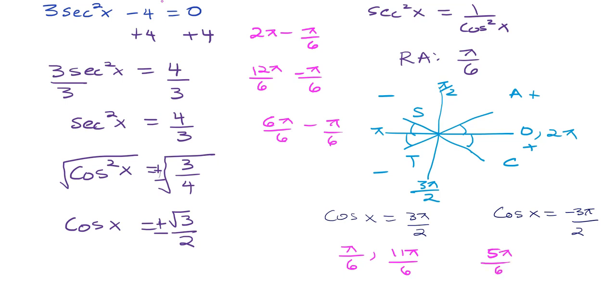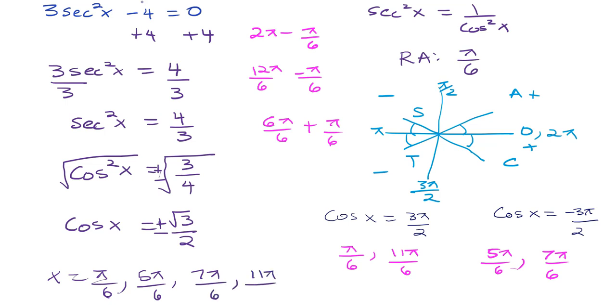And then we also have plus, because we're going to the third quadrant. Okay, so it's going to be 6 pi over 6 plus pi over 6, so that is 7 pi over 6. So now what are the values of x? x is going to be pi over 6, 5 pi over 6, 7 pi over 6, and then we have 11 pi over 6. So these are going to be our values of x.